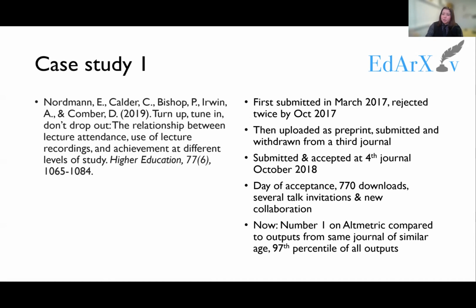I then actually ended up withdrawing it from that third journal because after 3 months, they hadn't actually assigned it an editor, never mind sent it out for peer review, and they said it was going to be another 6 months or something even to get an editor. So I withdrew it from that journal and then submitted it to a fourth journal. And it was finally accepted at that fourth journal, Higher Education, in October 2018. The day it was accepted, the preprint had 770 downloads. But what was so important for me was that on the basis of sharing that work as a preprint, I had several talk invitations.